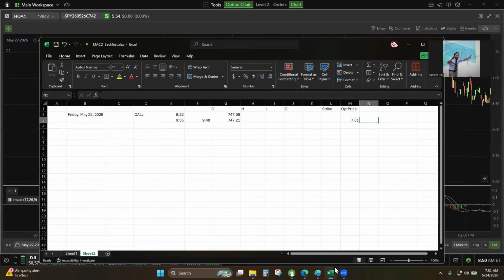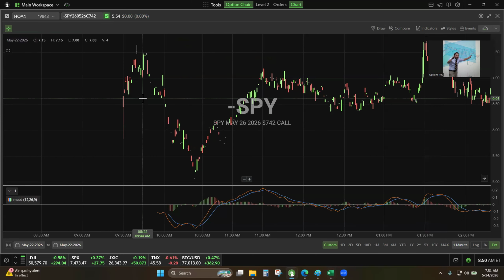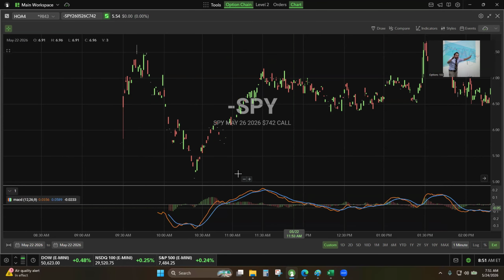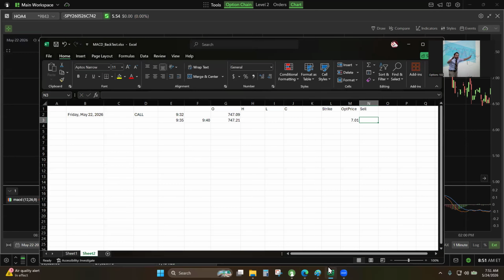Okay, and that's the price. And then I'm going to get out here. I'll just put sell over here at 9:40. And it looks like, well, that's that doji up there. Opens at about 751, 7.51. So you make roughly 50 cents just on that contract.